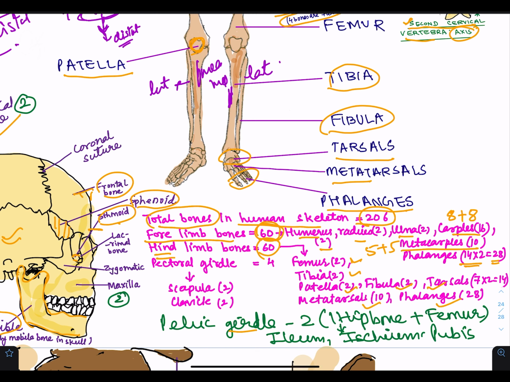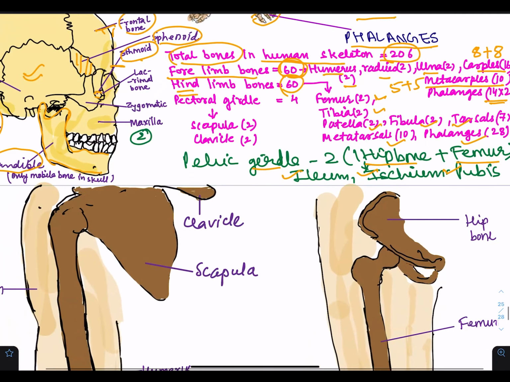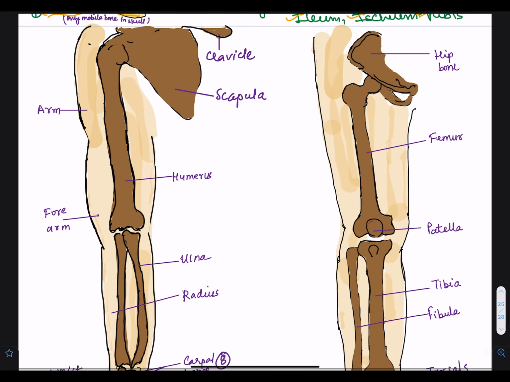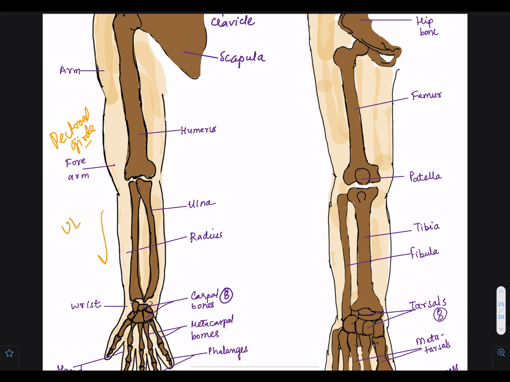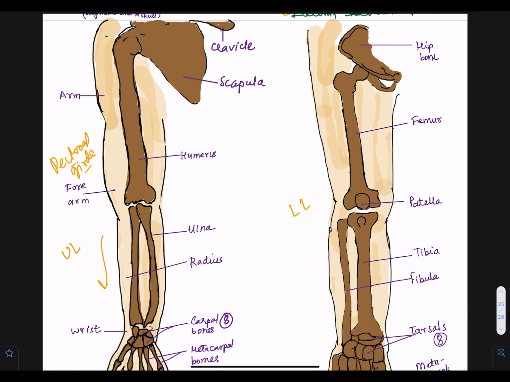Pelvic girdle, as I told you, is made up of one hip bone and femur, and the hip bone is made up of ilium, ischium, and pubis. Coming to the diagrams of the pectoral girdle and the forearm, this is the upper limb as a whole. This is the lower limb as a whole. It starts obviously from the pelvic girdle and then goes downwards.